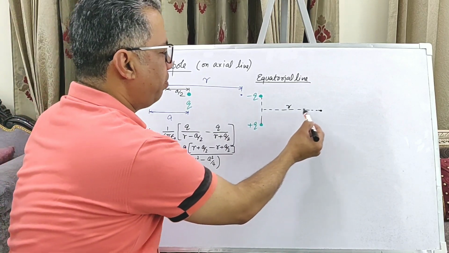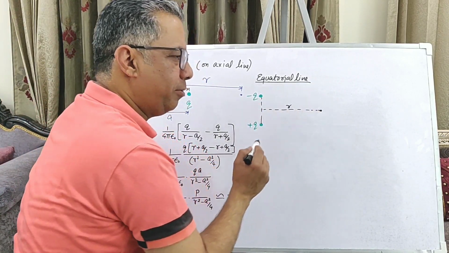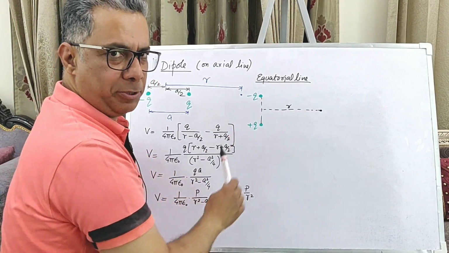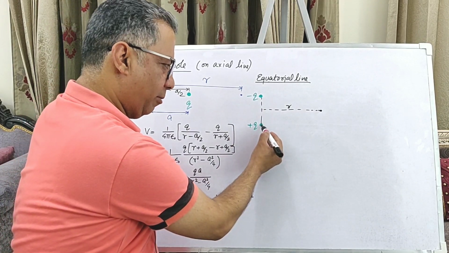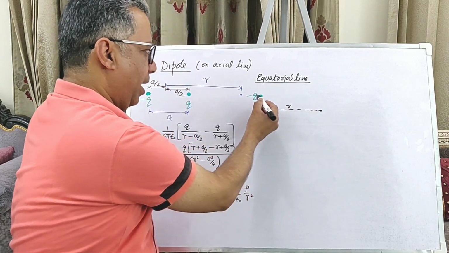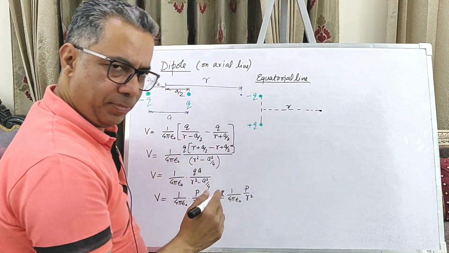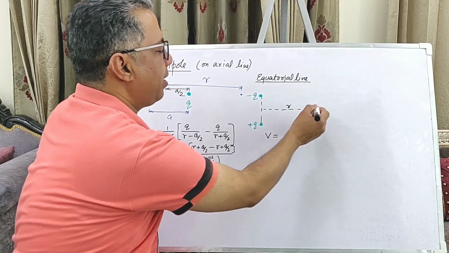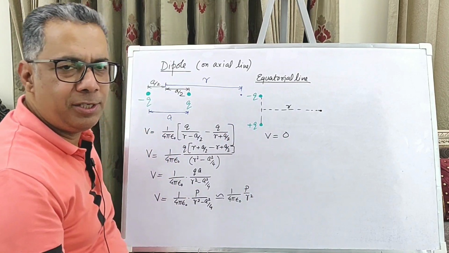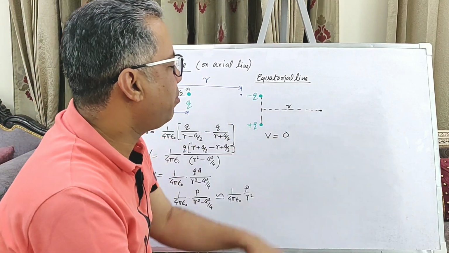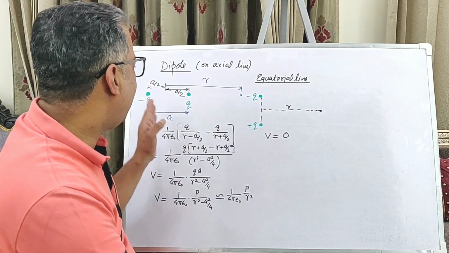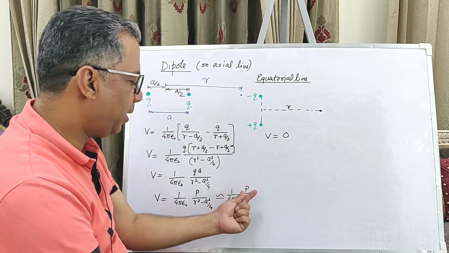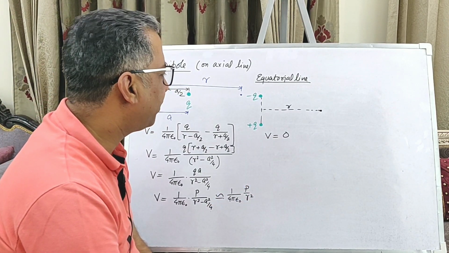Now the potential due to plus q and the potential due to minus q is the same, is equal in magnitude, but having the opposite signs. So the positive potential due to plus q and the negative potential due to minus q, they are both equal, and therefore the potential at this point will end up being 0. So on the equatorial line, potential is 0, and on the axial line, the potential is 1 by 4 pi epsilon naught p by r square.